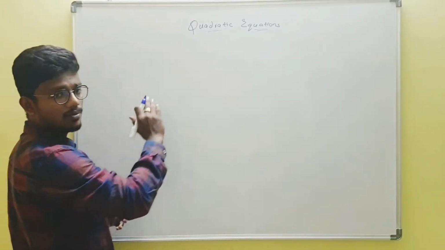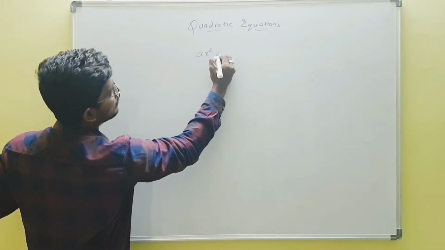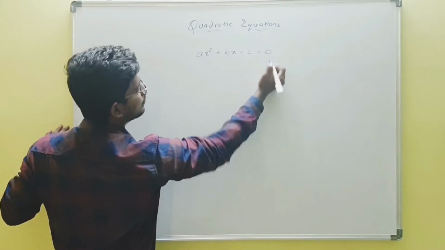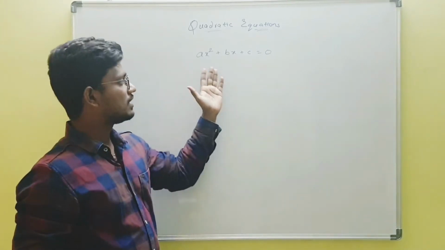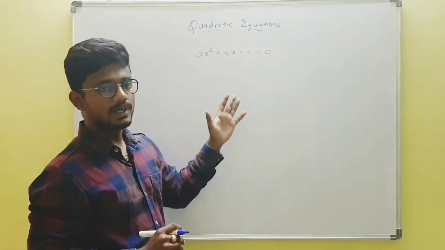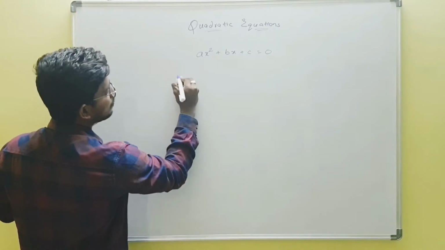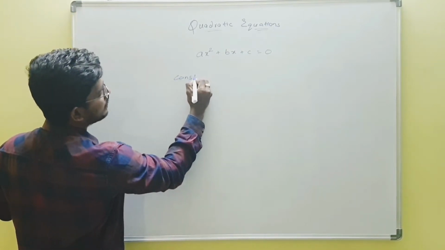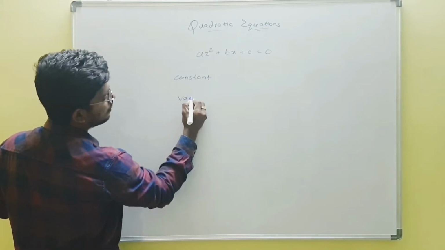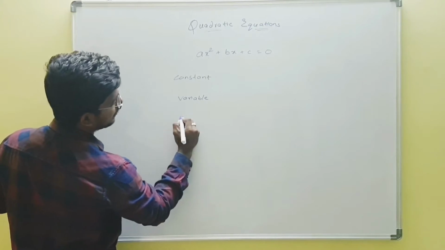See, the general form of a quadratic equation is ax square plus bx plus c equals 0. This is the basic form of a quadratic equation. Before going to this topic, I will explain 3 terms: what is constant, what is variable, and what is degree.